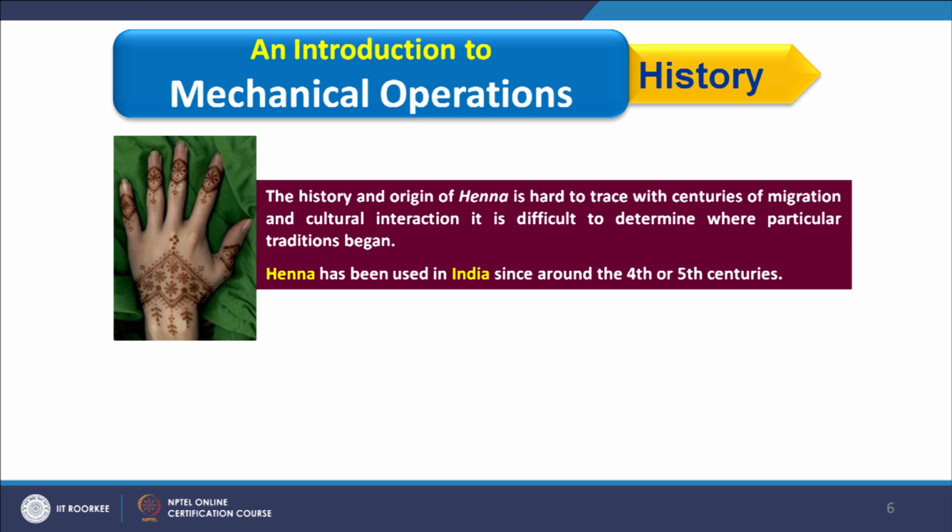Therefore, the history and origin of Henna is hard to trace with centuries of migration and cultural interaction. It is difficult to determine where particular traditions begin. If I consider Henna, it has been used in India since around the 4th and 5th century. So, you can understand how long we have been associated with mechanical operation.